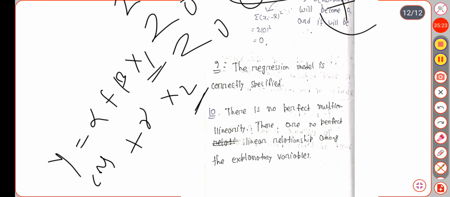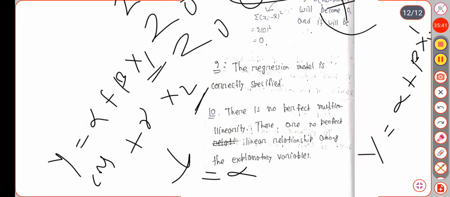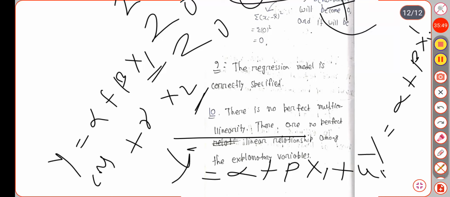If these 10 assumptions are correctly ticked, then a model of this form, y equals alpha plus beta xi plus ui, I am taking a very simple form. A model of this form, which can also have more than one independent variable, can be termed a classical linear regression model if all of the 10 assumptions are satisfied. Okay.